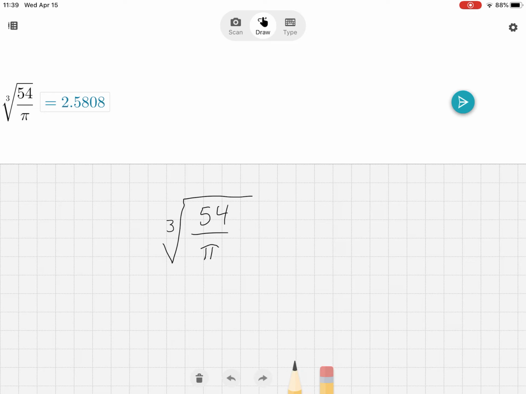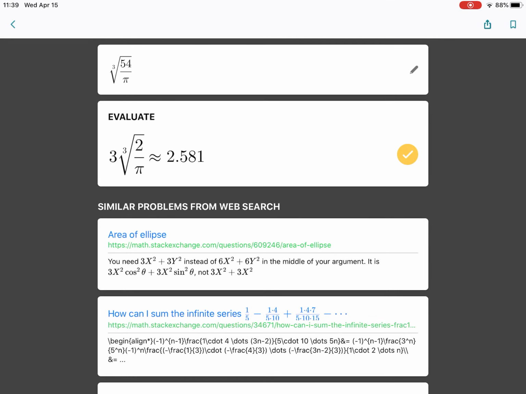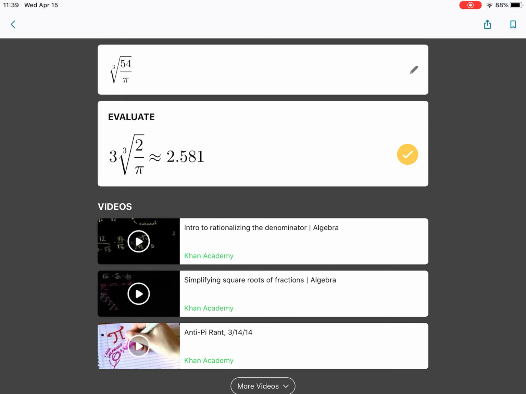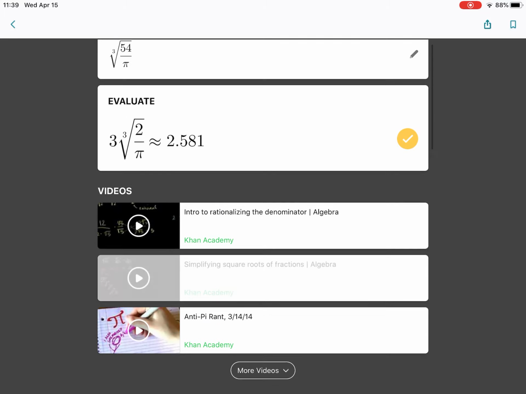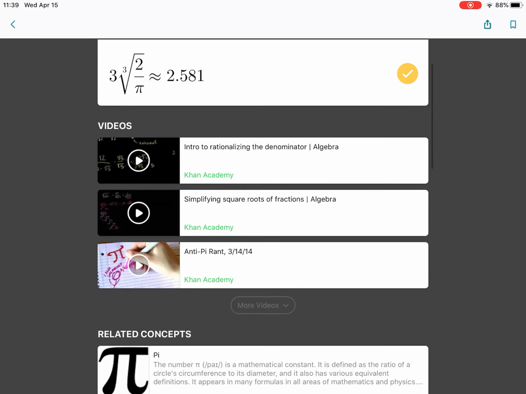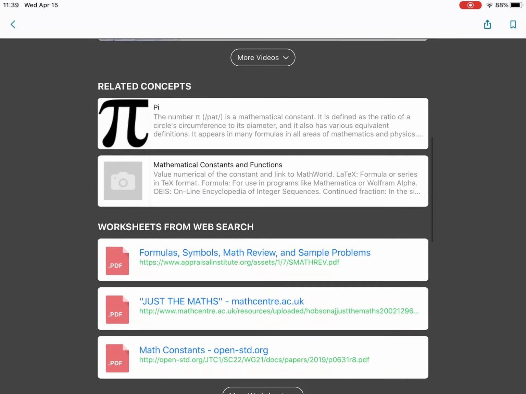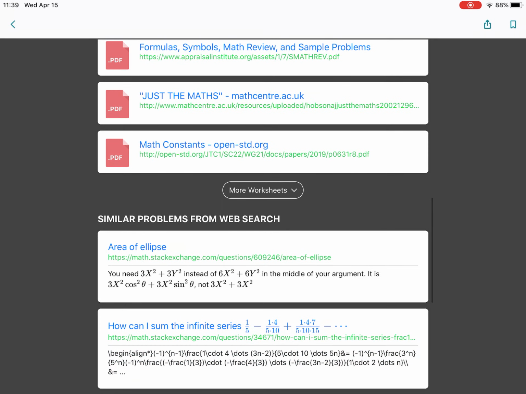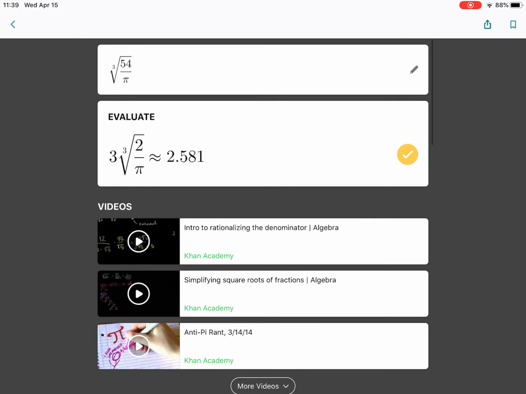It gave us that interpretation right there and gave us the answer. It's equal to 2.58. So you can download Microsoft Math. It'll help you learn math a little bit. If you click on this, it'll show you how it evaluated it. And it will show you some videos that are related to this, like simplifying square roots of fractions from Khan Academy, some related concepts, some worksheets, and similar problems from the web. So they'll give you some other information on it.